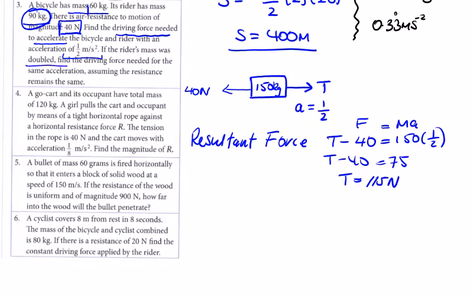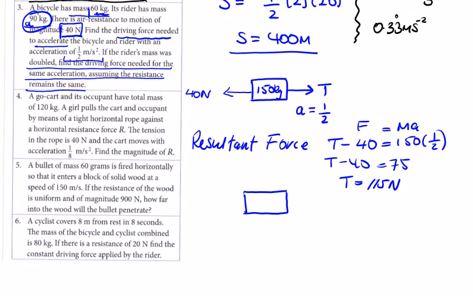If the rider's mass was doubled, find the driving force needed for the same acceleration, assuming the resistance stays the same. So all that's changing here is his weight. His weight is doubling, so he's now 180. And with the 60, that's 240 going on in here. Big T. We have the same forces. Could be going uphill, or it could be wind, the road surface, friction; we'll deal with all those later.